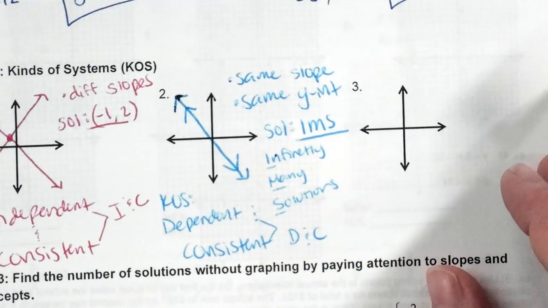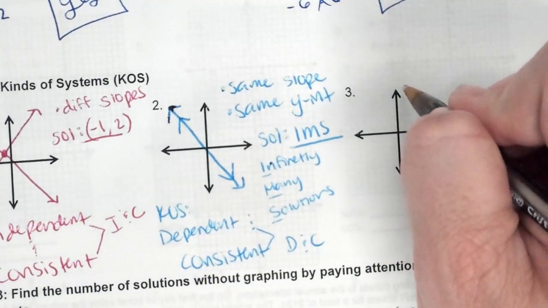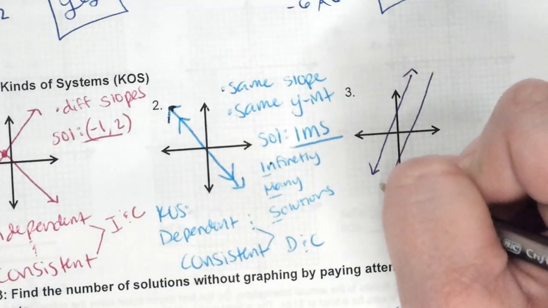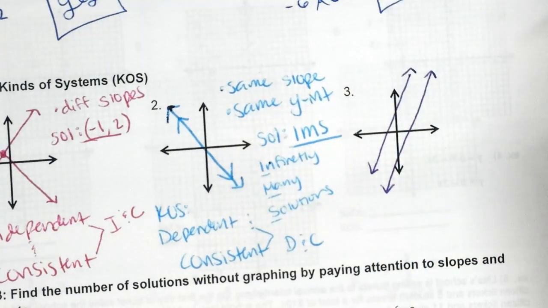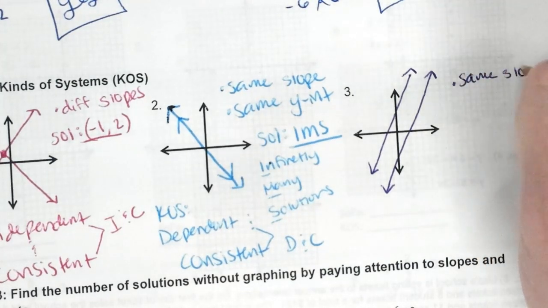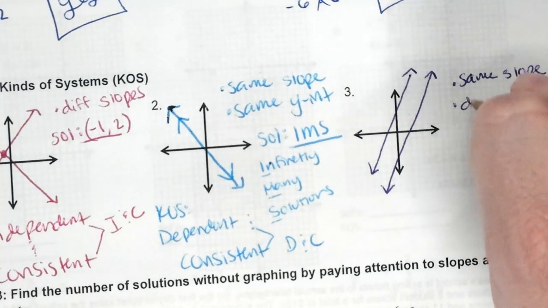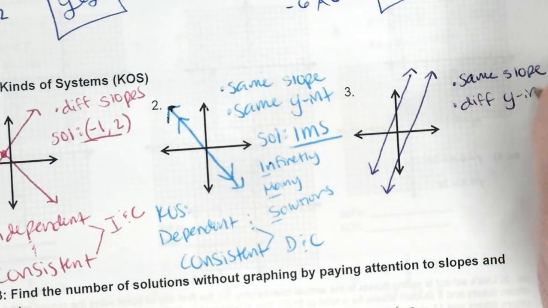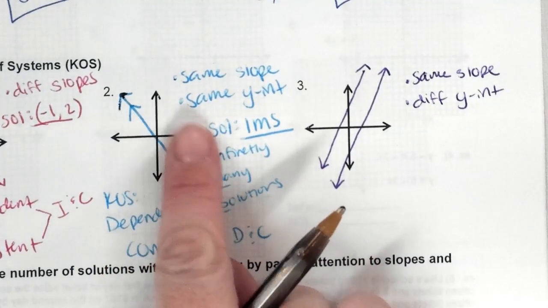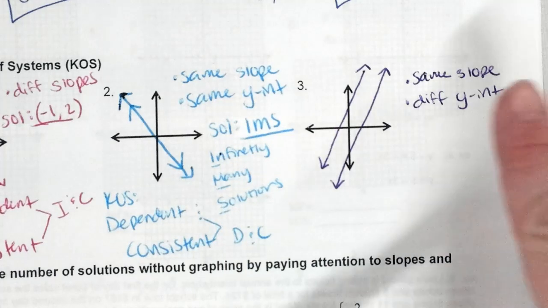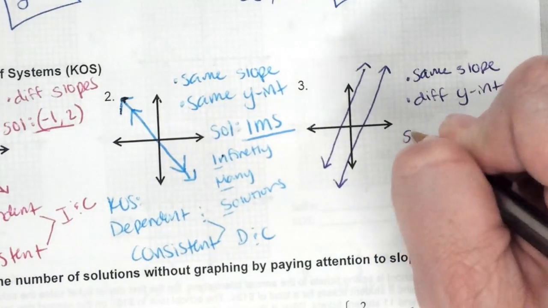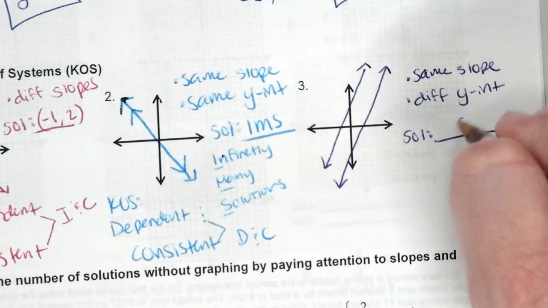And our last type of problem is going to look something like this. What do you notice? They're parallel. They have the same slope, but they have different y-intercepts. So when it's the same slope, same y-intercept, it's a special case. And when it's the same slope, different y-intercept, it's a special case. Because if they never touch, what's your solution? Nothing. There is no solution.